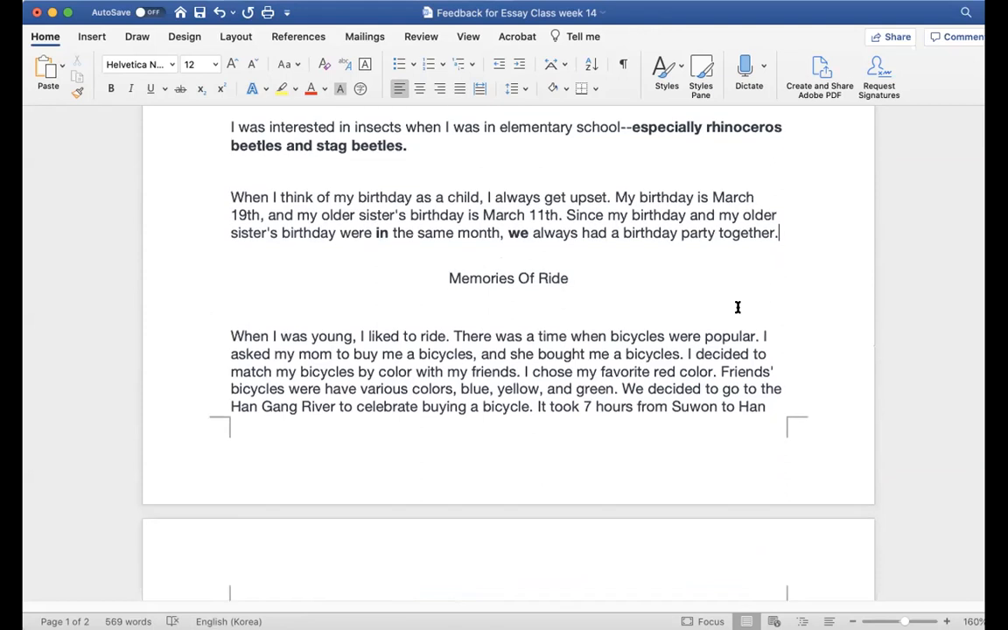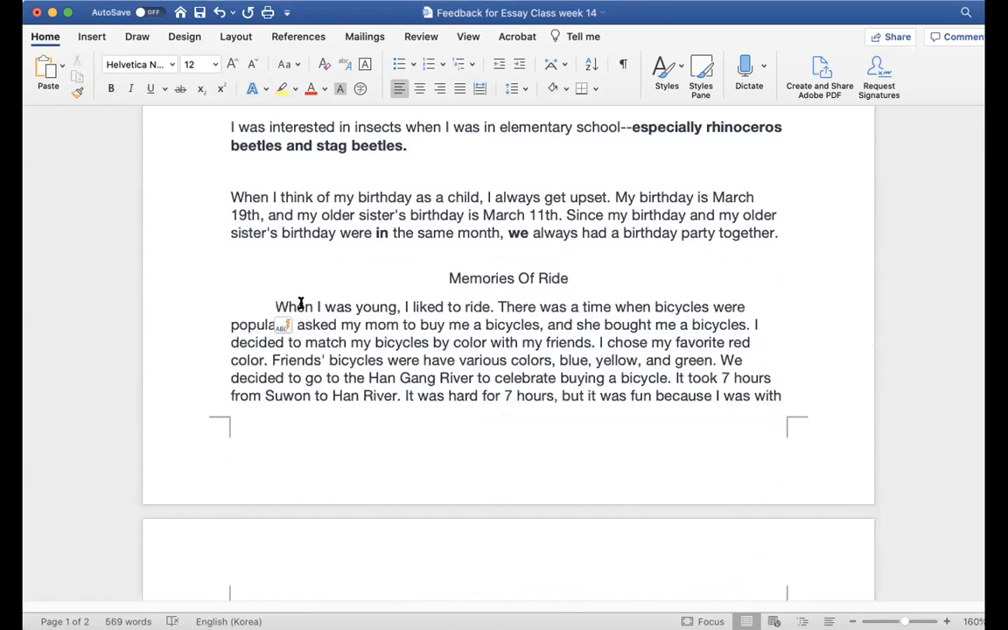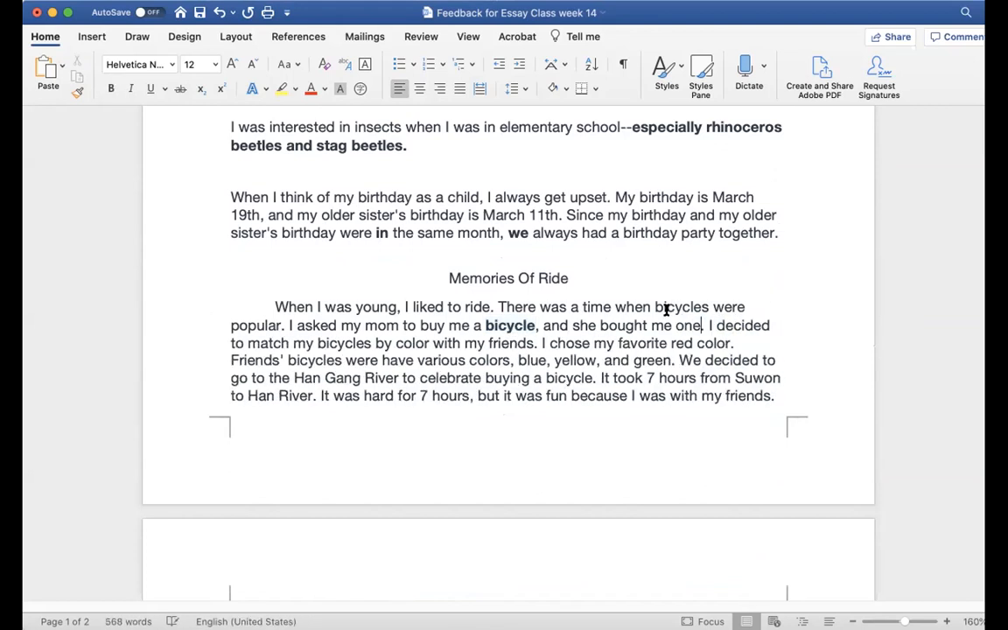Okay, we have memories override. This was a good paragraph about riding a bicycle. So when I was young, I liked to ride. Okay, there was a time when bicycles were popular. I asked my mom to buy me a bicycle, so just one, a bicycle. And she bought me one. And I would say, I asked my mom to buy me a bicycle, and she bought me one.